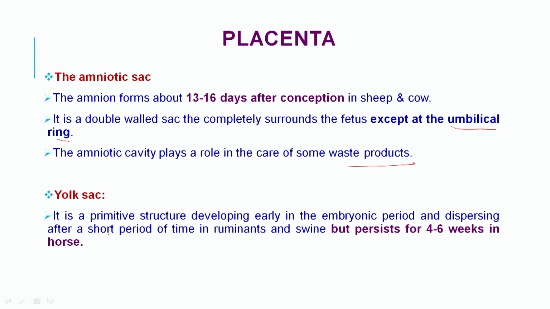The yolk sac is a primitive structure developing early in the embryonic period and disappearing after a short period of time in ruminants and swine, but it persists 4 to 6 weeks in the horse.